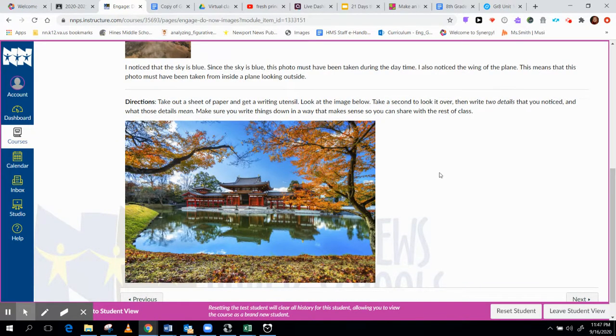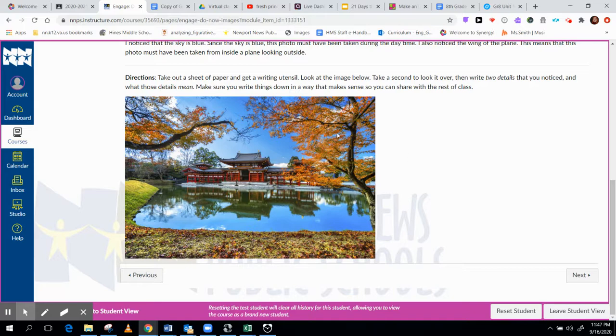You're going to take out a sheet of paper and you're going to write down two things that you noticed. And what do those two details tell you about the picture? It can be as simple as I noticed the grass is green. It can be simple, do not overthink it.